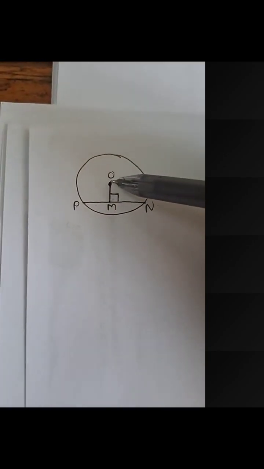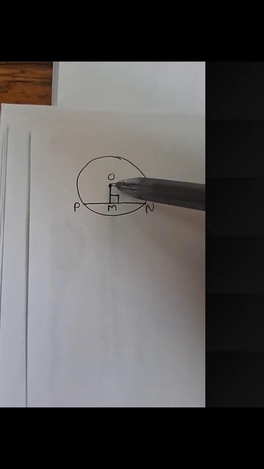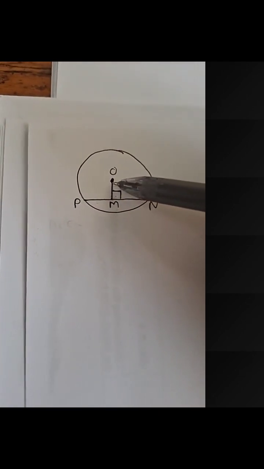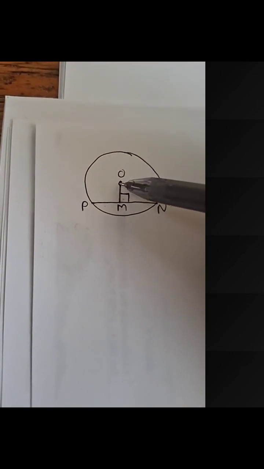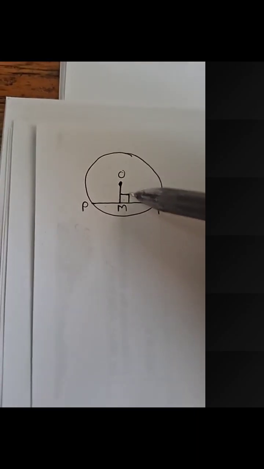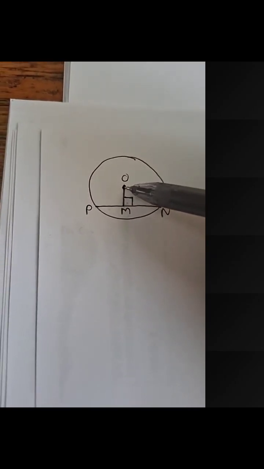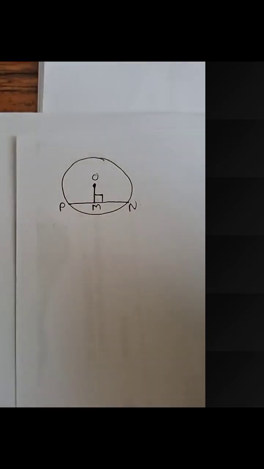This is saying a line from the center perpendicular to the chord. A line from the center, you can see the center. This is a line, it really is from the center. And what do you see? PN is a chord. So a line from the center perpendicular to the chord. What does it do, a line from the center perpendicular to the chord?